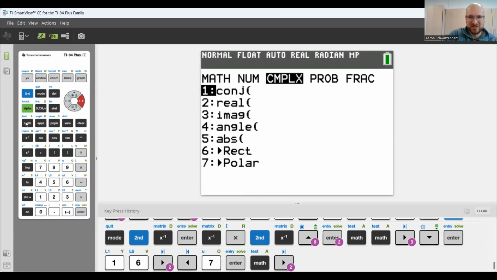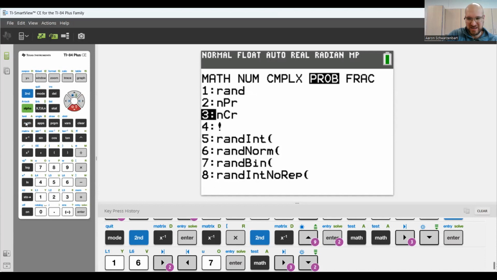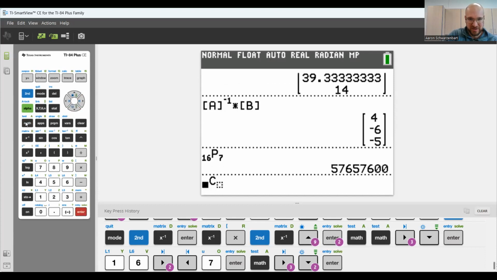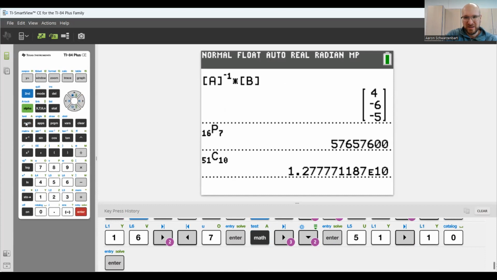Math. Scroll over to PRB. This time it's just nCr instead of nPr. Factorial is also there. And there are some random number generators in here too. If you ever use those, it's probably going to be using random integer most of the time. 51 choose 10. That's a lot. That's 12 billion. Almost 13 billion if I round up. Ways to choose my 10 finalists.